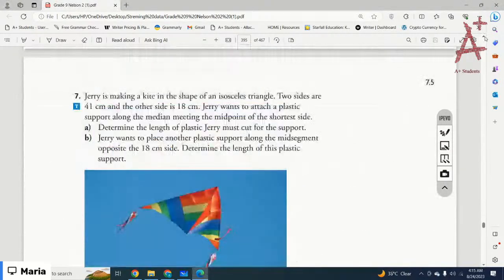Okay, let's just start with 7. Jerry is making a kite in the shape of an isosceles triangle. The sides are 41 centimeters and the other side is 18 centimeters. Jerry wants to attach a plastic support along the median meeting the midpoint of the shortest side. Determine the length of the plastic Jerry must cut from the support. Jerry wants to place another plastic support along the mid-segment opposite the 18 centimeter side. Determine the length of the plastic support, right? You can see that it is an isosceles triangle.